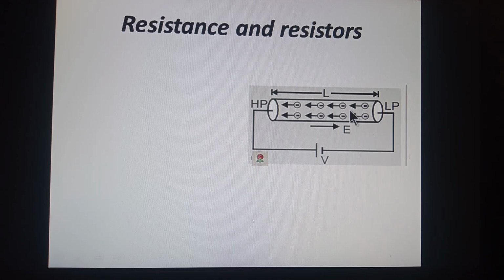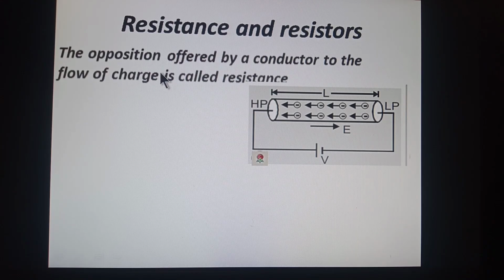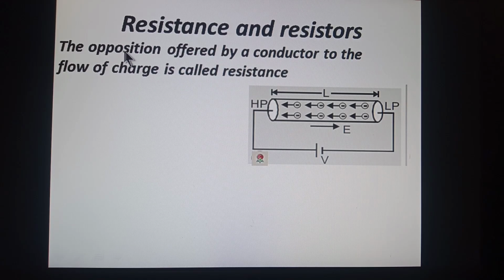When these charges move through the conductor, they collide with each other and also with the atoms of the conductor. Conductor offers resistance. Conductor offers opposition to the flow of current. This opposition offered by the conductor is called resistance. How do we define it? The opposition offered by a conductor to the flow of charge through it is called resistance.